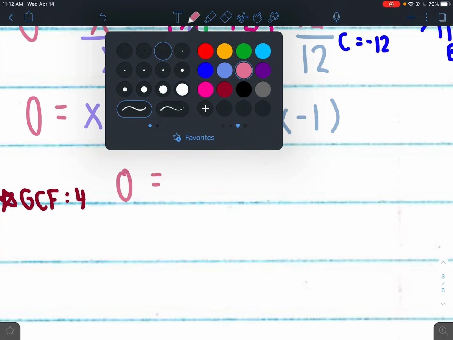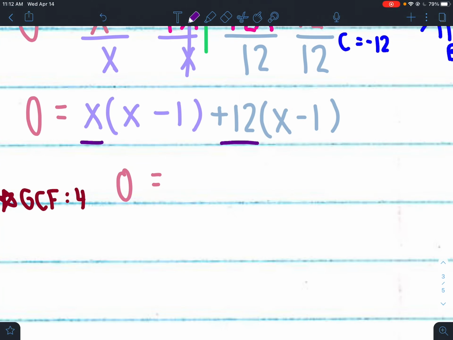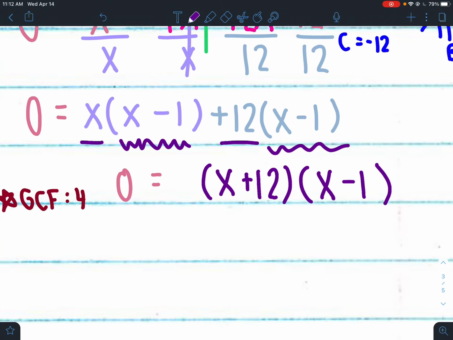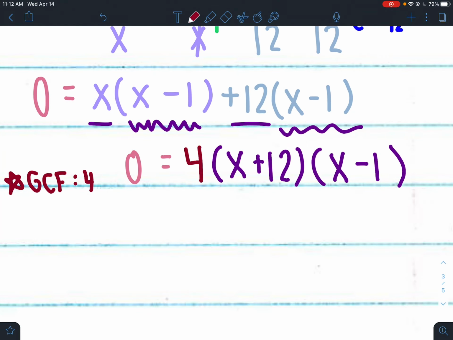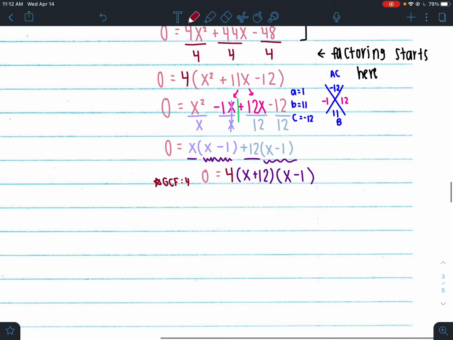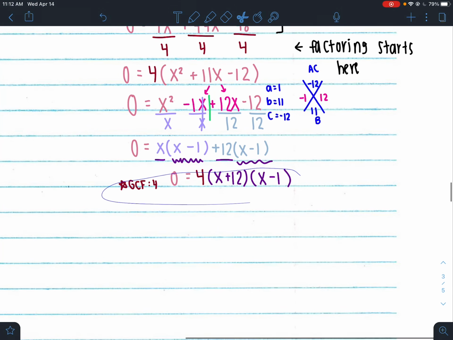So we have 0 equals, our first set of GCFs is going to be the x plus 12, and then x minus 1 is going to be our second. And don't forget about the GCF of 4, so that gets tacked on. So we're done with the factoring part. Factoring is over.